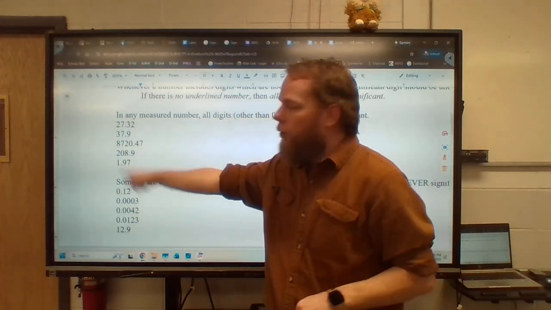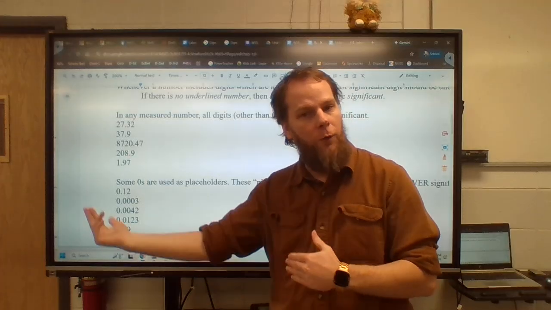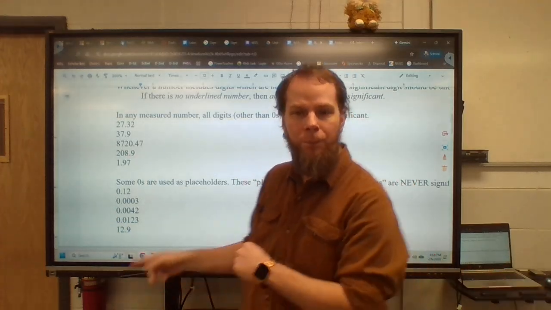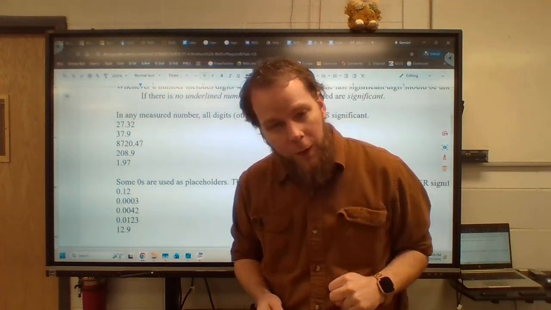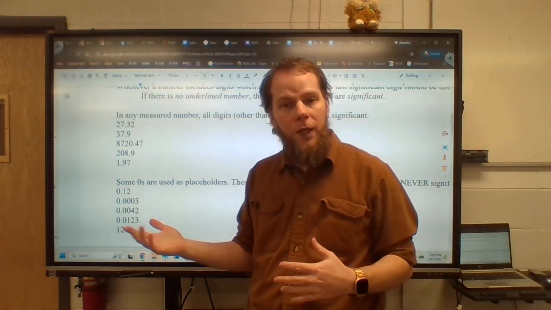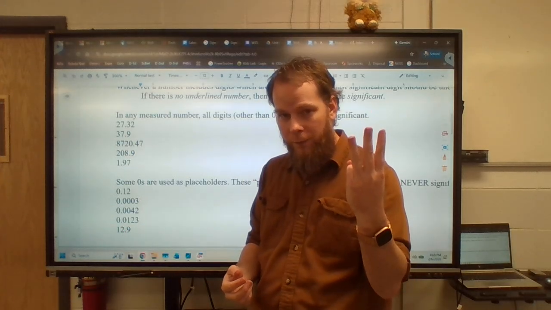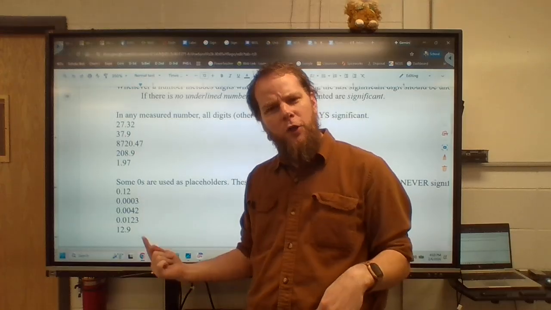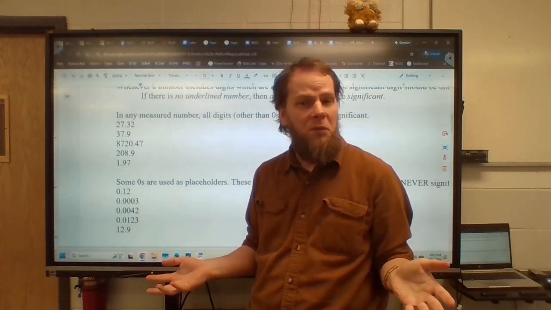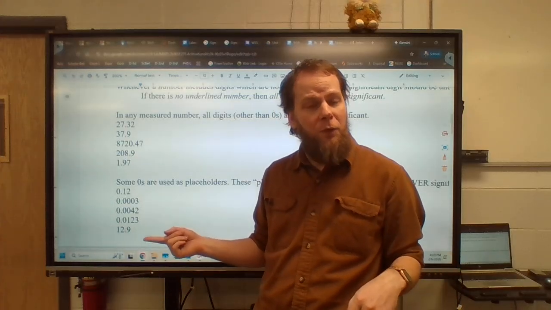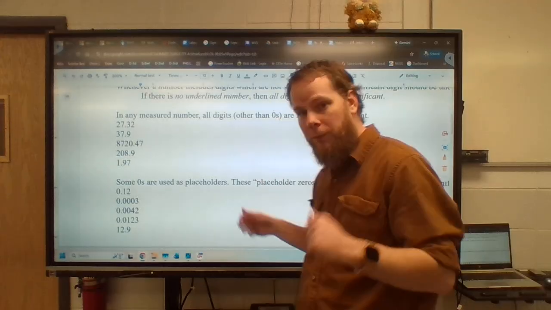So, 0.0003 would be 1 sig-fig because all 4 of those zeros are leading zeros. 0.0042 would be 2 sig-figs because, again, the zeros are all leading. And then 0.0123 would be 3 sig-figs. And then for some reason, 12.9 is also hanging out in this section. I'm not sure why. I don't remember why I did that. But this would have 3, and there are no zeros in it. So it really doesn't belong here. But yeah, 3. Hopefully you got that one.